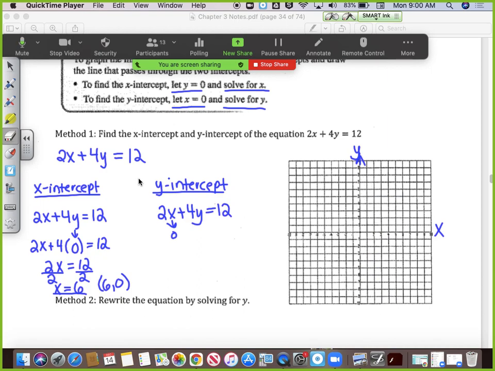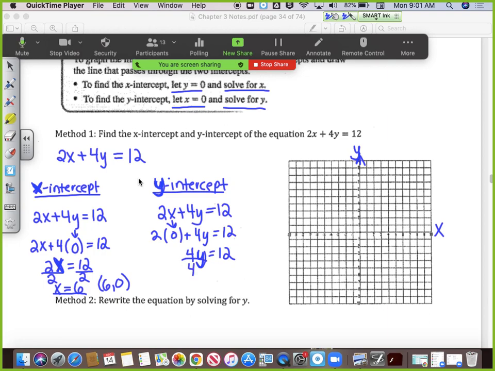So when we go to find the y-intercept, I know that x is going to actually be 0. So I replace x with 0, and then I solve the rest of the equation for y. 2 times 0 is 0, so it just goes away, and I'm left with 4y equals 12. When you go to find the y-intercept, you should only have the y variable left. When you go to find the x-intercept, down here you should only have the x variable left. If you had the opposite ones, you're finding the opposite intercept.